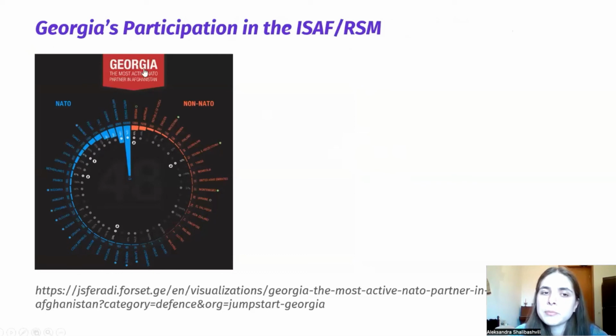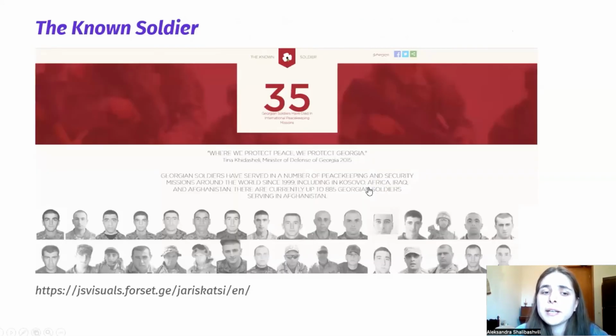Here's another example about Georgia's participation in the missions in Afghanistan. This is how we could also sometimes show the different troop levels of different countries, for instance. Here we have an interactive project, also done a few years ago, which is called the Known Soldier. This shows all of the Georgian soldiers who died during the missions in Afghanistan, and it shows their personal stories and where they come from, and it shows the actual faces behind those numbers and statistics.